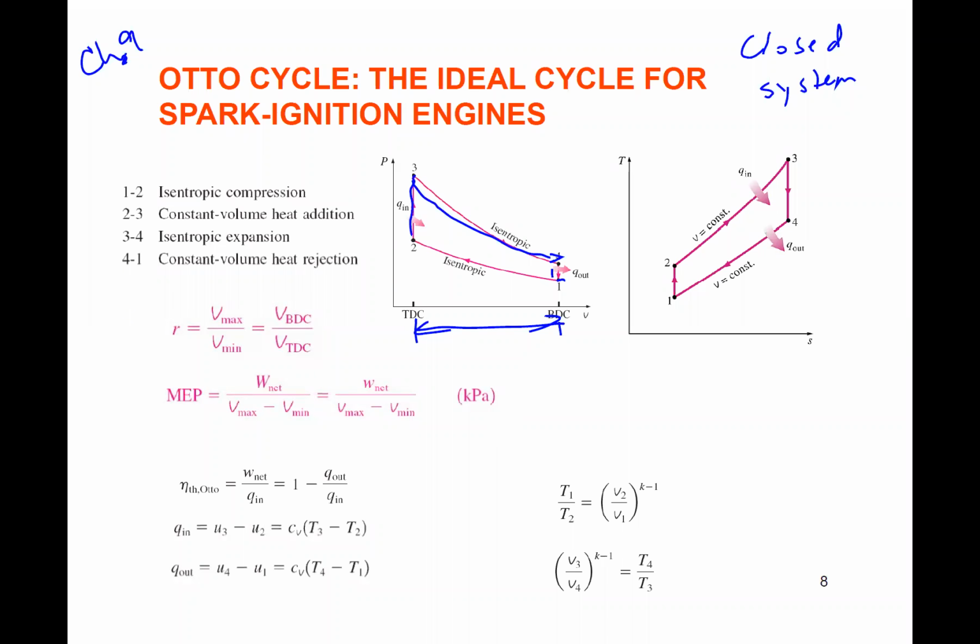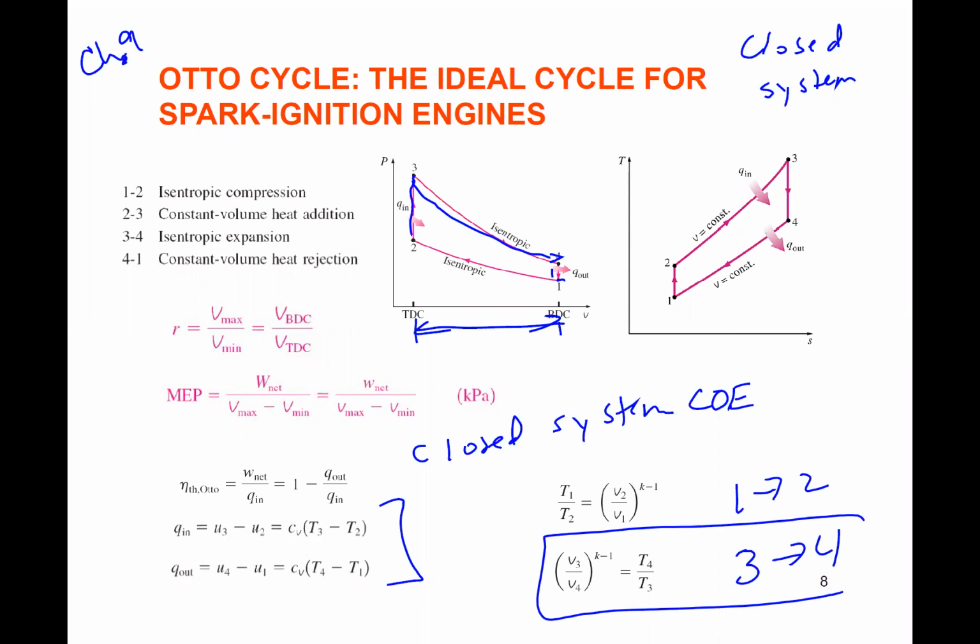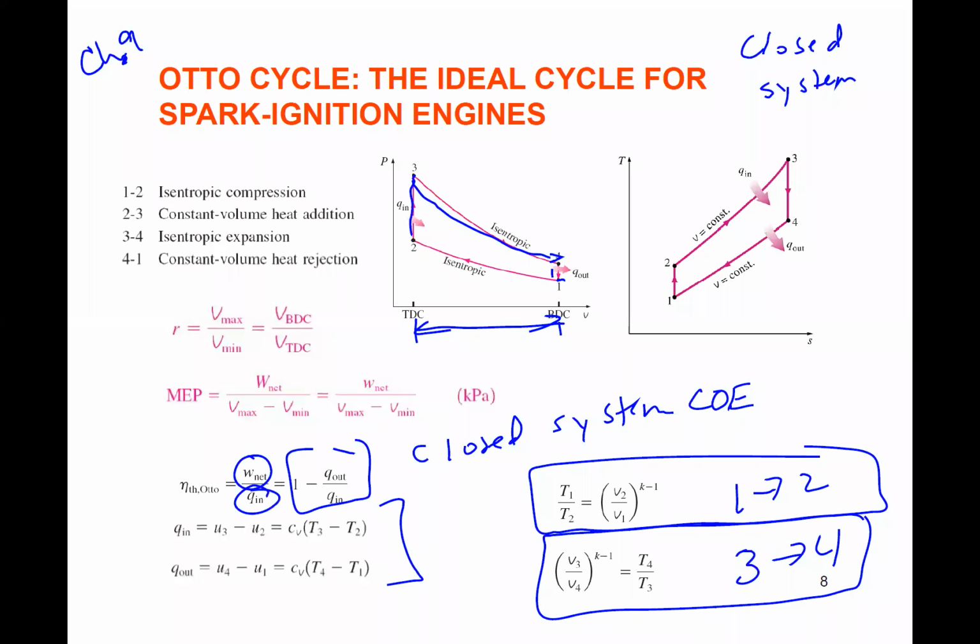And we have available to us closed system COE, which you see being applied to the heat in and the heat out there because they're constant volume processes. And then we also have isentropic equations for 1 to 2 and 3 to 4. That's what you see here. Then setting up thermal efficiency, our net work is our desired output, the required input is heat, and then rearranging it, we can do a version with heat out and heat in.